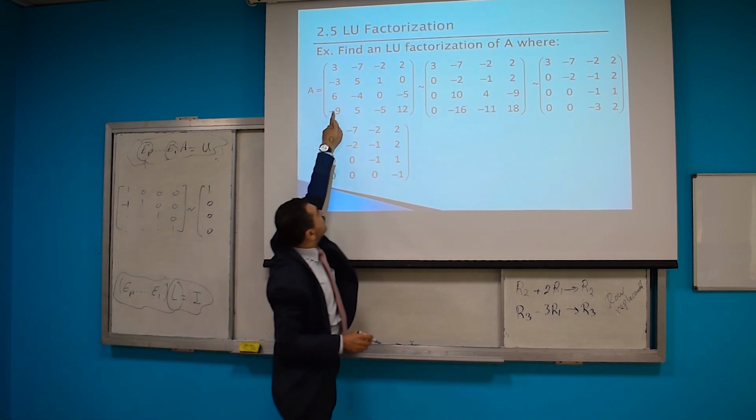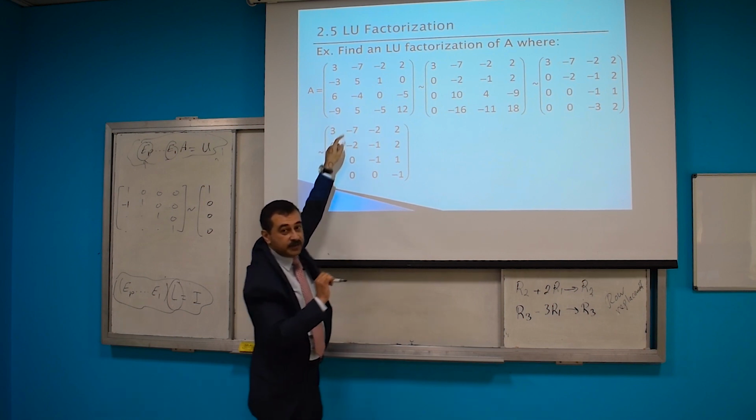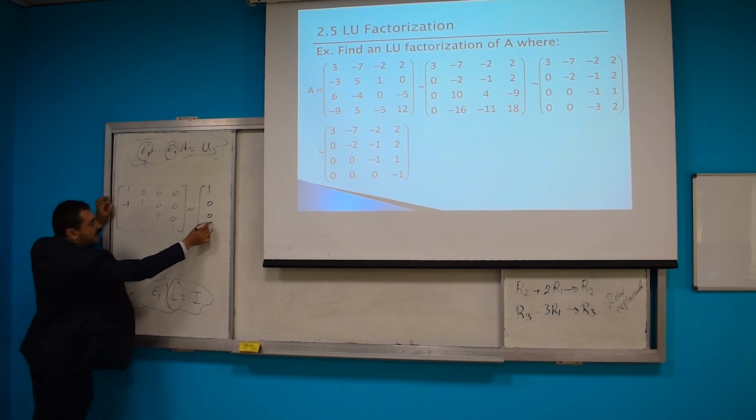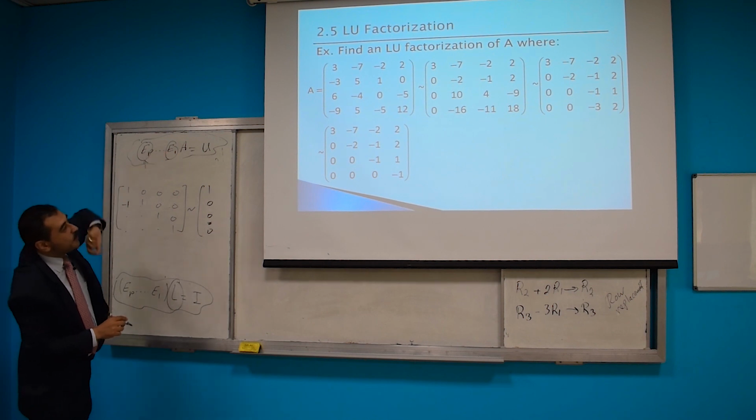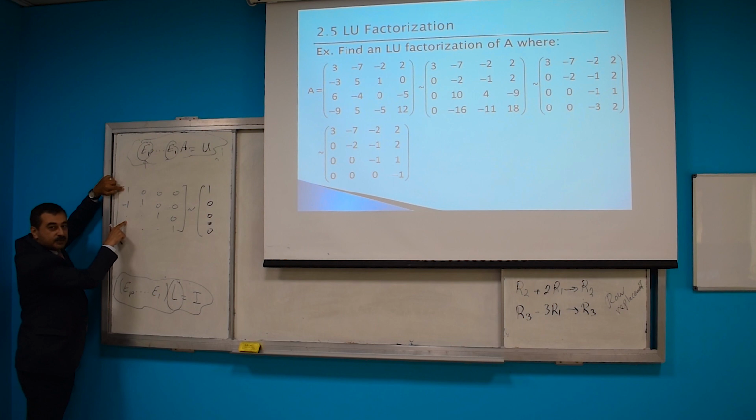For this guy to be 0, I multiply the first row by negative 2 and add it to the third row. I want to do the same operation here to get this 0. Multiply the first row by negative 2 and add. Multiply this guy by negative 2 and add with something here to get 0. I have to put here 2.